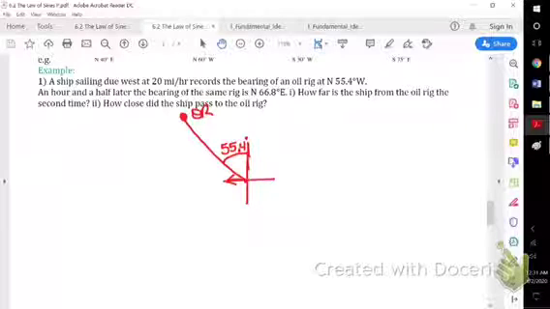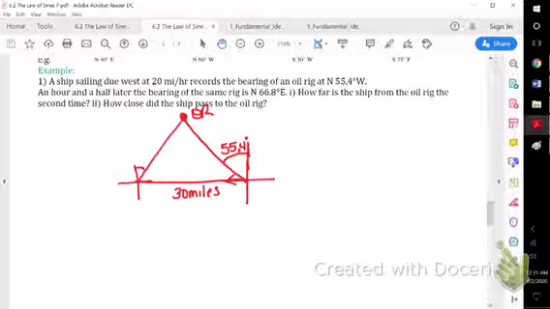Now, it says an hour and a half later, so the ship's still sailing. He's going due west, so he's straight. So an hour and a half later, how far did that ship go? Well, if he's going 20 miles per hour for 1.5 hours, that's 20 times 1.5, so we know he's gone 30 miles. After he goes 30 miles, the bearing of the same rig is north 66.8 degrees to the east. So if I draw my compass rose right here where my ship is now, he's going from the north to the east 66.8 degrees. So that's that little angle there in the corner, okay?